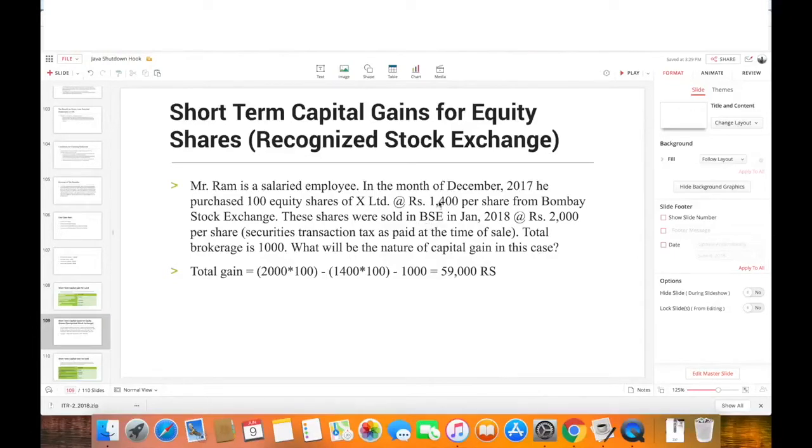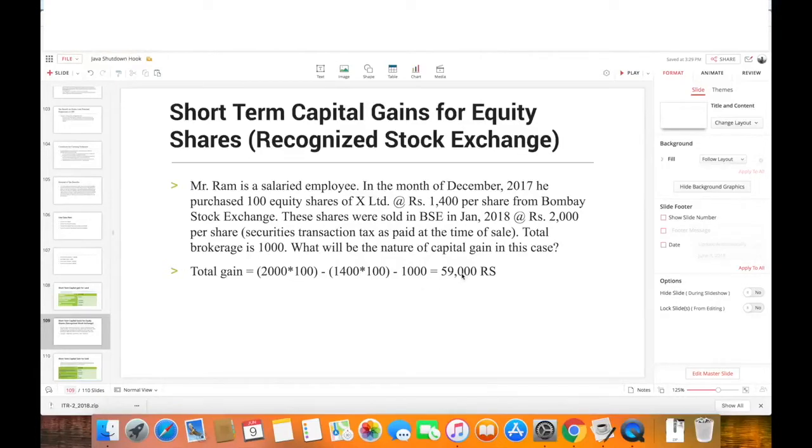So the total cost would be 1,400 into 100, which is 1,40,000 rupees. And then he sold the same thing in Jan 2018 for 2,000 rupees per share. So 2,000 into 100 results in 2 lakh rupees. So 2 lakh rupees minus 1,40,000 is 60,000 rupees, minus he paid 1,000 rupees as brokerage. So 60,000 minus 1,000, 59,000 rupees is the gain.